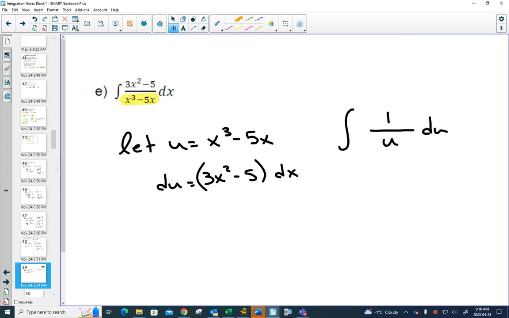Do you recognize this? Okay, because this is the one that is probably the hardest to recognize working backwards. What function has a derivative of 1 over u? Yes, natural log. Technically, with absolute value.